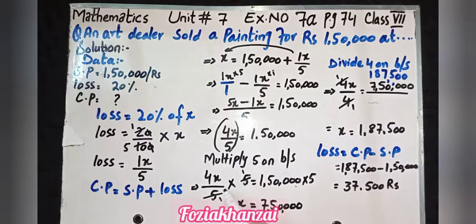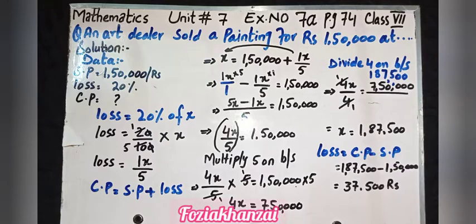Reduce it: 5 ones are 5, 5 ones are 5. Now 5 multiplied by 1,50,000 gives 7,50,000. Is it clear, girls? The selling price of the painting is 1,50,000, and after multiplying by 5 we get 7,50,000. Now we have 4x is equal to 7,50,000.